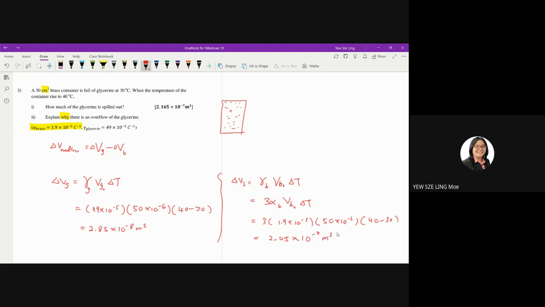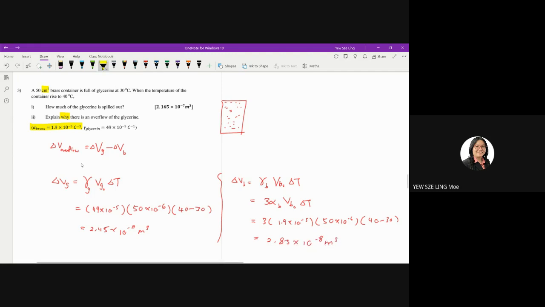Wait, I wrote the wrong value. This one and this one are swapped. So for Vg, I have 2.45 times 10 to the power of -7 meter cube. For the container, I have 2.85 times 10 to the power of -8 meter cube.